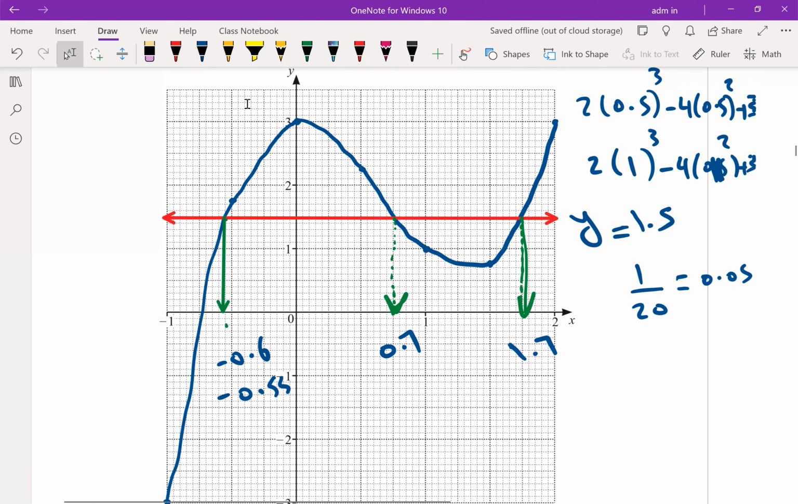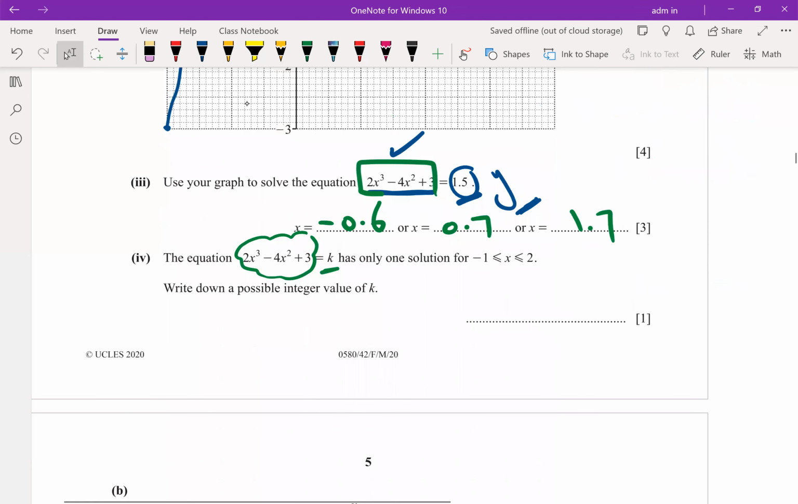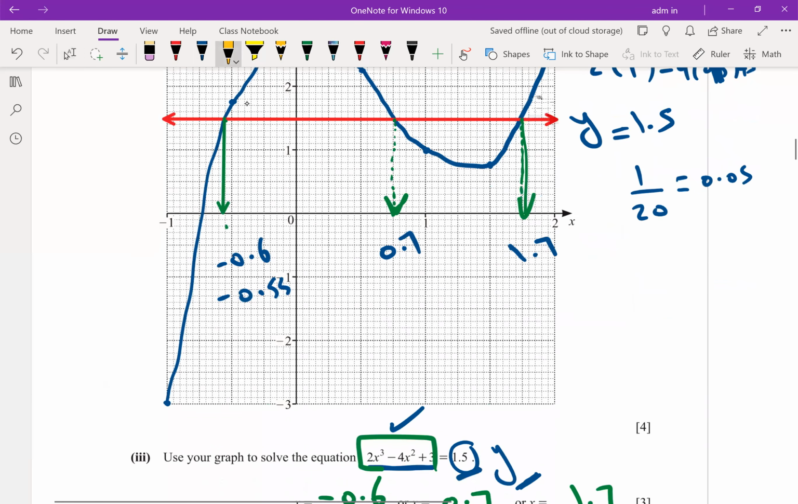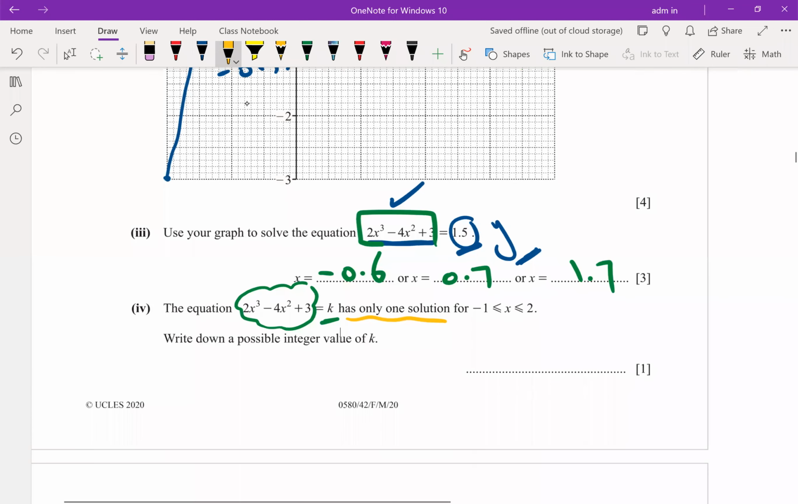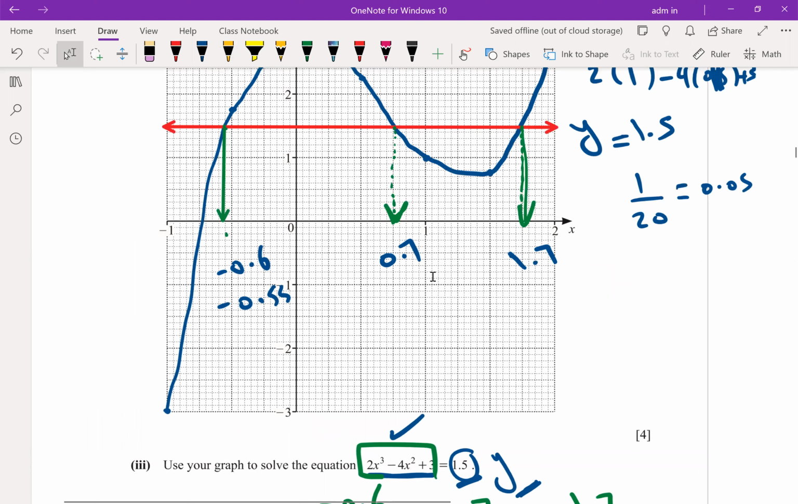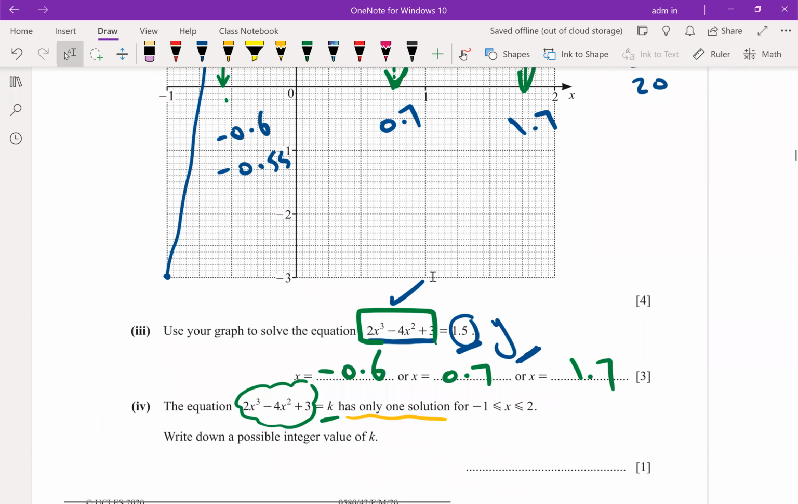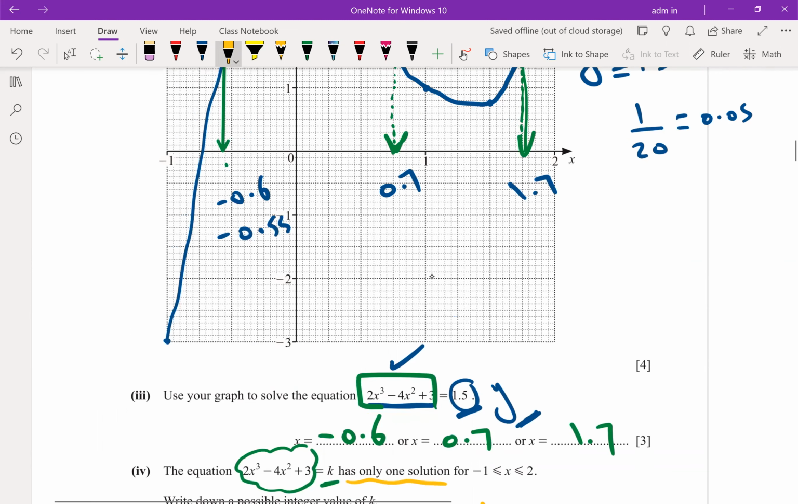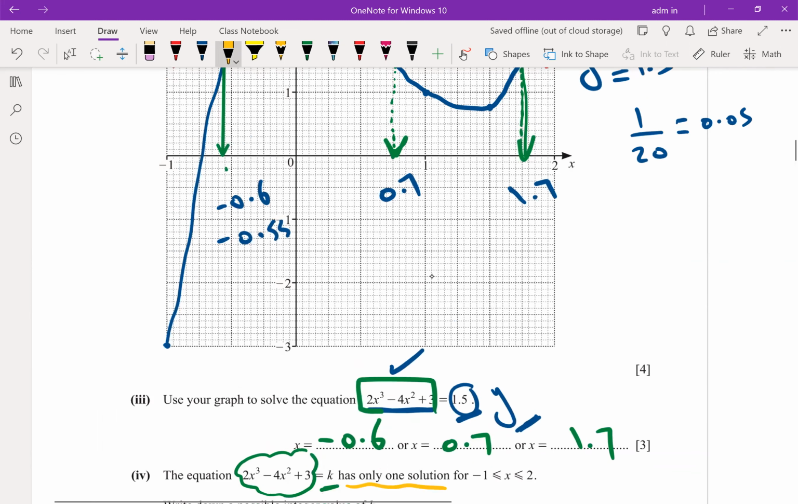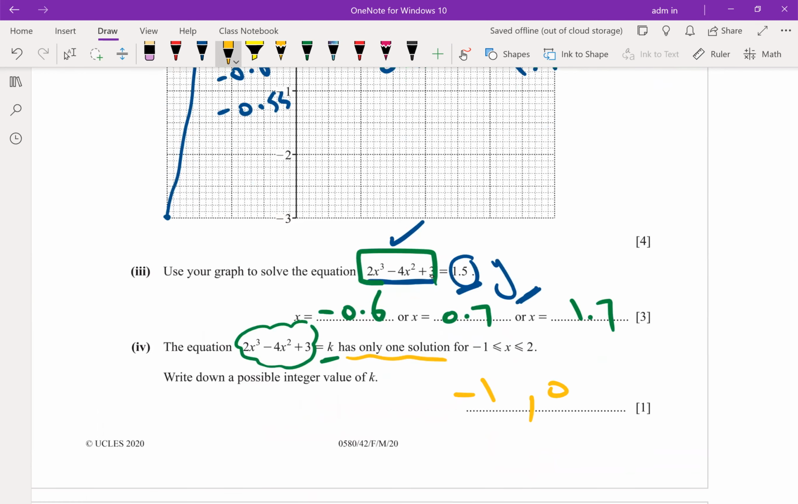There is no intersection. He asked for only 1 solution, from -1 to 2. Write down a possible value of k. Give me a value of k to give 1 solution, but from -1 to 2. -1, agree, correct. What else? 0. What else? Is it written that k has to be an integer? Yes, it's written. So don't try to write a fraction or decimal.